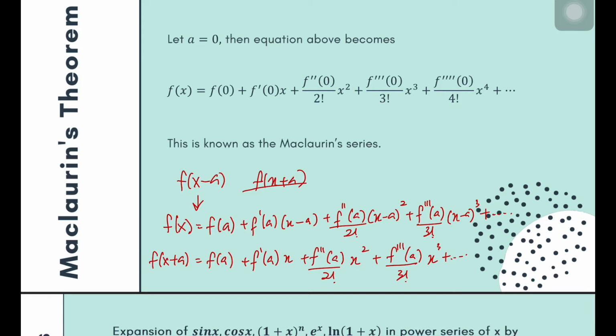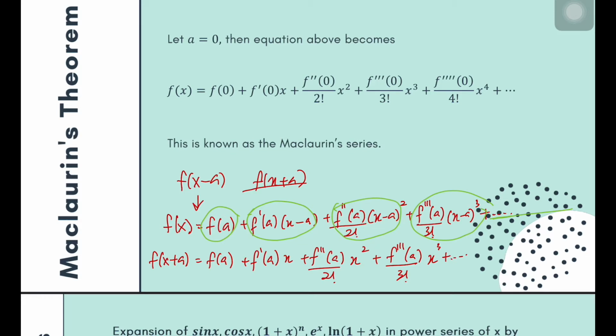If the question asks you to find the expansion until the fourth term, this one is counted as the first term, this one as the second term, this one is the third, and this one is the fourth one. So if the question asks you to find the expansion until the sixth term, then you can continue this series, because this one is the infinite series.